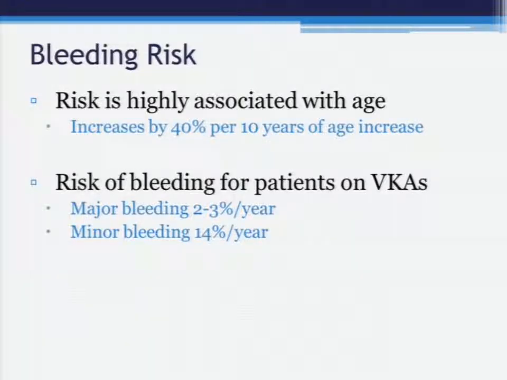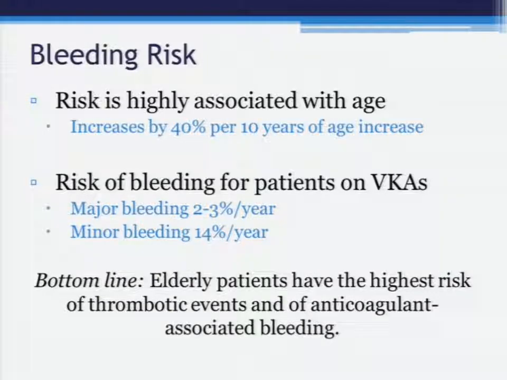Now, bleeding risk is something we always have to think about when we're talking about anticoagulation, and the bleeding risk is highly associated with age. The risk increases by 40% per 10 years of age increase, which is quite profound. You think of patients on vitamin K antagonists and their risk of bleeding as being pretty high, but as far as major bleeding events per year, it's actually just 2 to 3%. Minor bleeding is a little more common. The bottom line is that elderly patients have the highest risk of thrombotic events and of anticoagulant-associated bleeding. So they're not really out of the woods in either setting. They're either going to have a higher risk of VTE or a higher risk of bleeding.